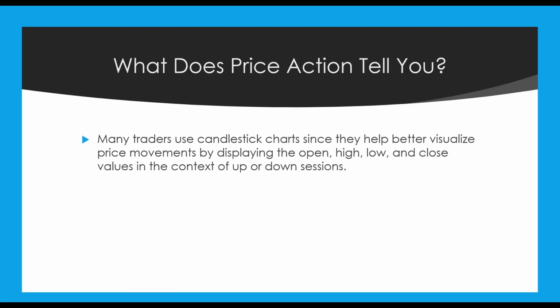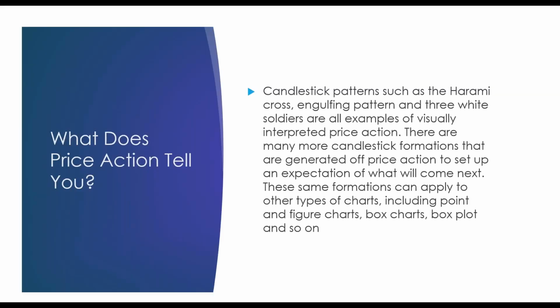Many traders use candlestick charts since they help better visualize price movement by displaying the open, the high, the low, and the close values in the context of up and down sessions. Candlestick patterns such as a Harami cross, engulfing pattern, and three white soldiers are all examples of visually interpreted price action. There are many more candlestick formations that are generated off price action to set up an expectation of what will come next, hence your candlestick cheat sheet. These same formations can apply to other types of charts, including point and figure charts, box plot charts, and so on.